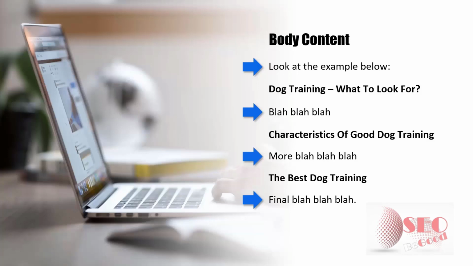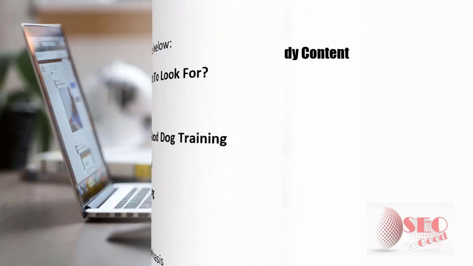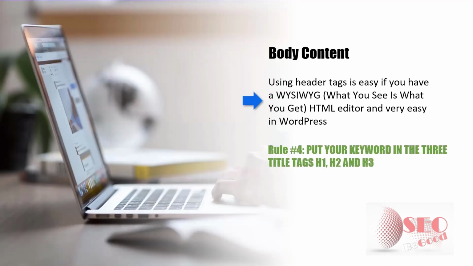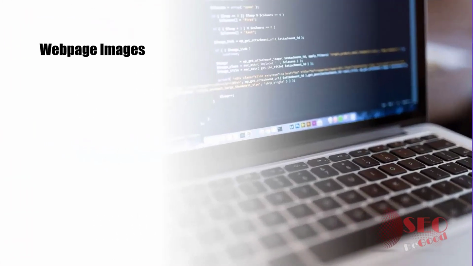Why is this important? Well, it provides emphasis. The other thing that you probably noticed is that we use the keyword in all 3 headings. This helps Google understand that the page is optimized for this keyword, which will help it rank. Using header tags is easy if you have a what you see is what you get HTML editor, and very easy in WordPress. So the 4th rule of on-page optimization is put your keyword in the 3 title tags H1, H2, and H3.